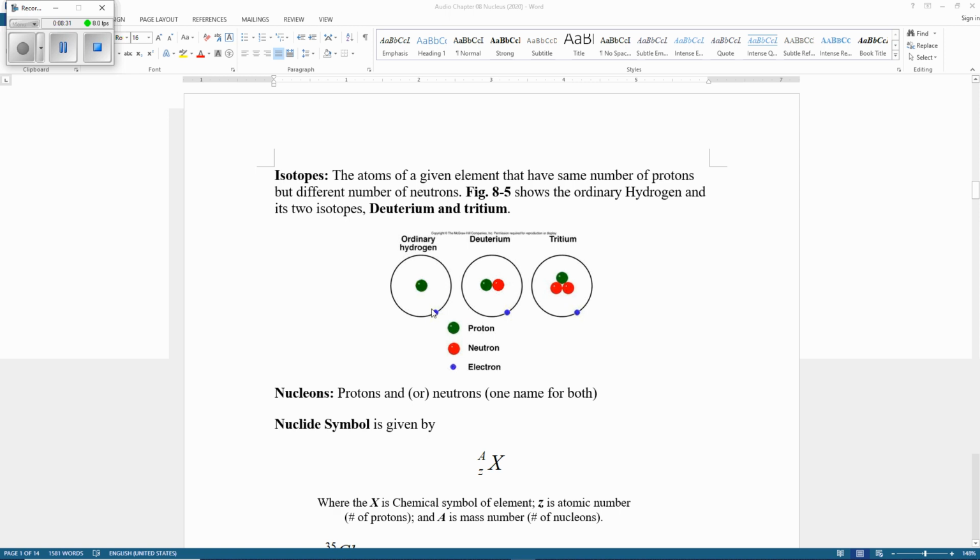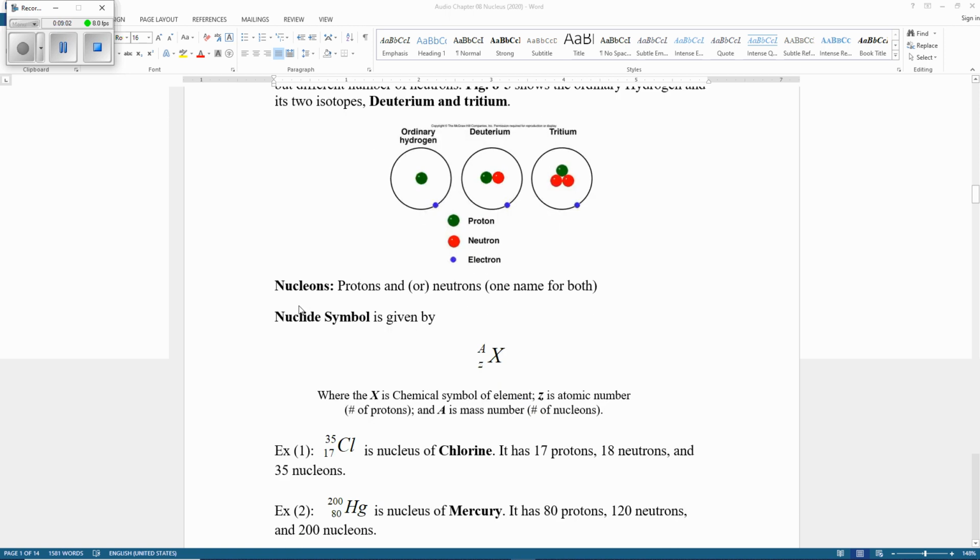One proton, one electron. And this is the isotope we call deuterium: one proton, one neutron, one electron. Tritium is another isotope: one proton, two neutrons, and one electron. See, they have the same number of protons, but different numbers of neutrons, 0, 1, and 2. So we call them isotopes. Same proton, different neutron. Now, another important concept we call nucleons. Protons and neutrons all together we call nucleons.